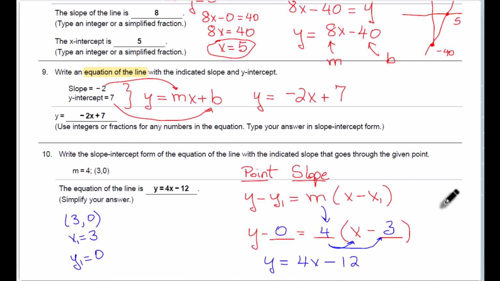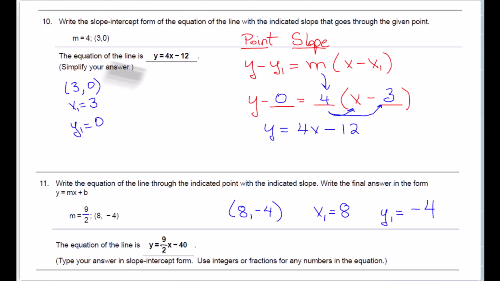In question 9, they say, okay, write an equation of a line that has this slope and this y-intercept. Okay, easy enough. I know a slope, I know the b, so y equals minus 2x plus 7.